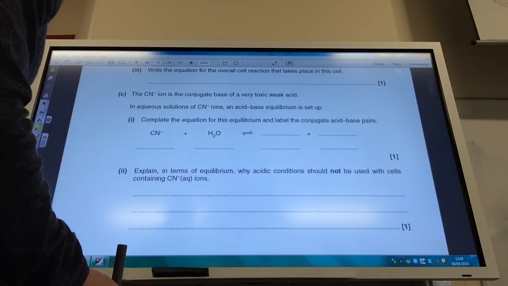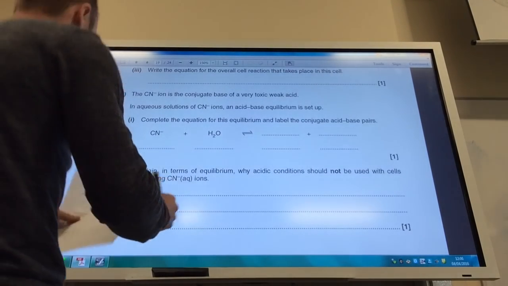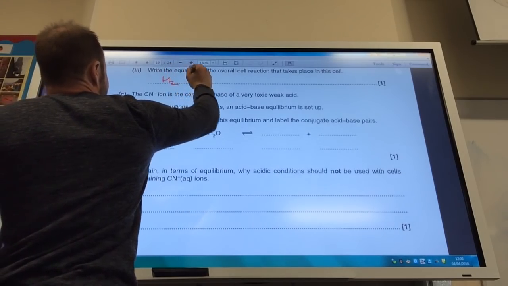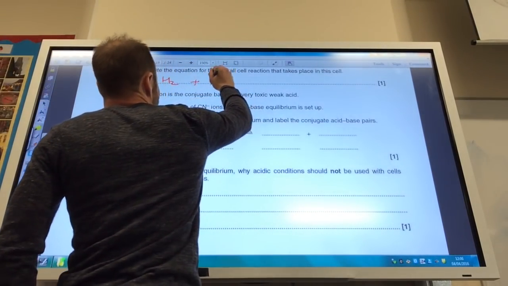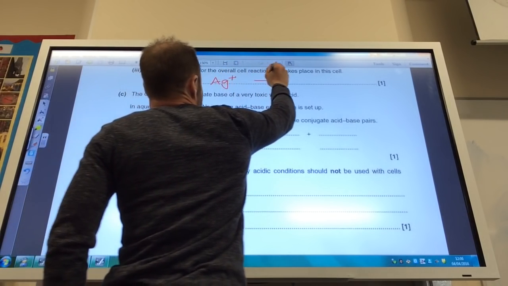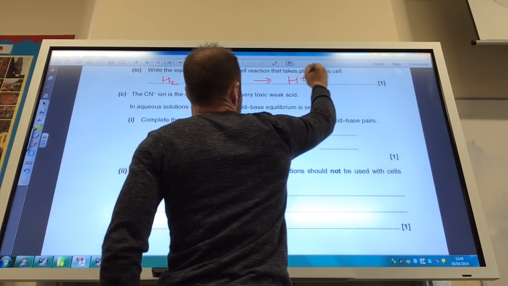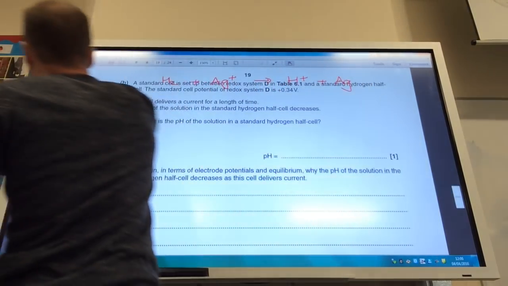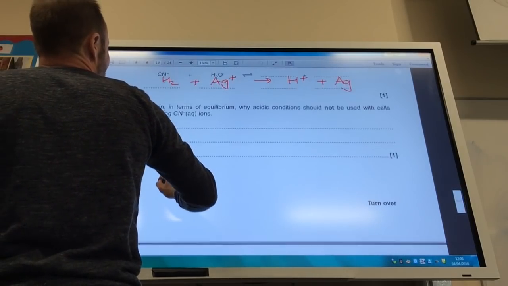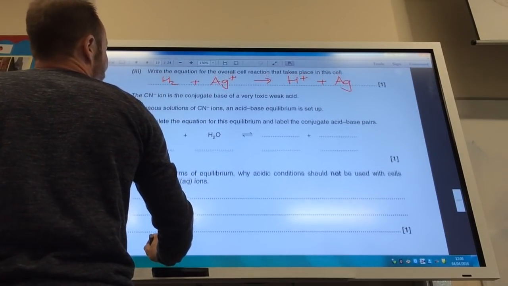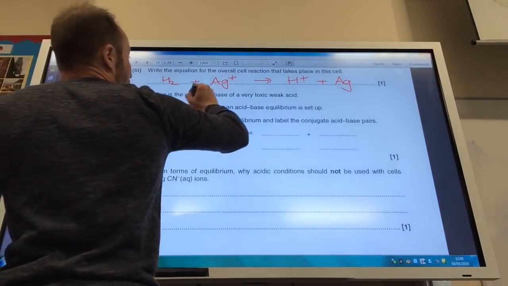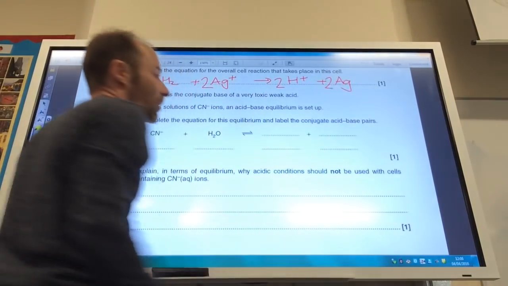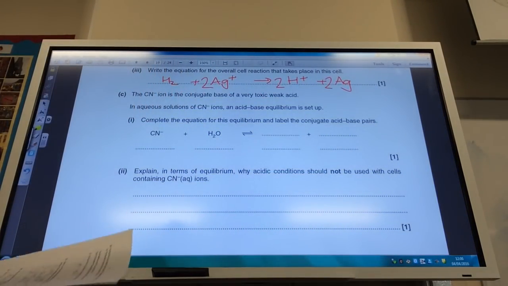Okay, so now they want me to write an equation for the overall cell reaction that takes place. So we've said that H2 is reacting with Ag plus ions to give me H plus ions plus Ag. So if we do that, I've obviously got to balance this out. I'm going to need two of those, and two of those to get this all balanced out nicely.